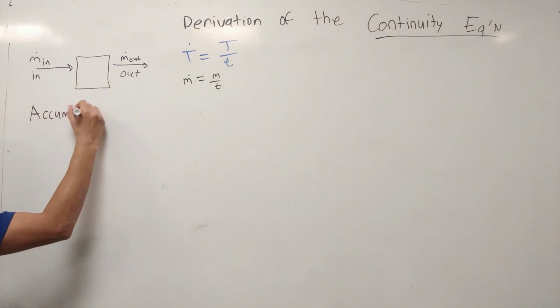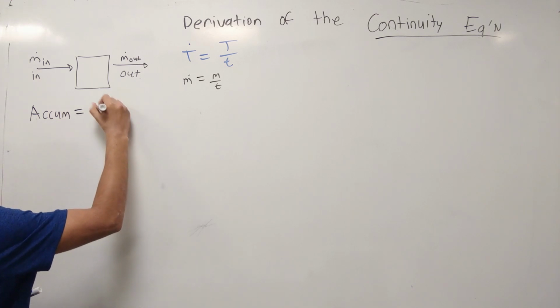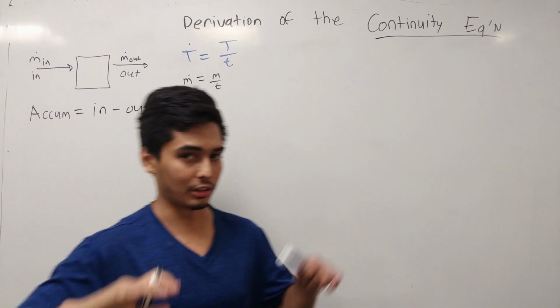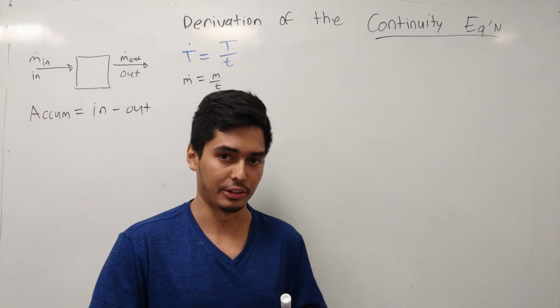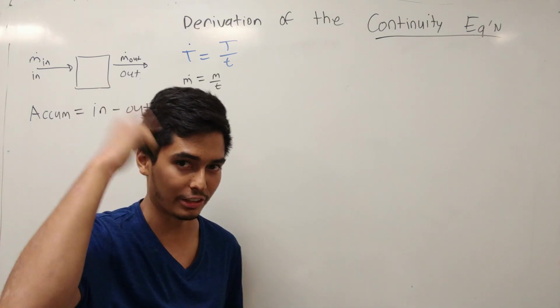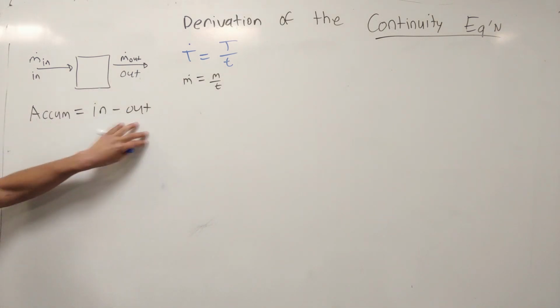So if you're coming from my CPA videos, this is already drilled in your head. And please do check those out, because I got a ton of problems and more coming out. There's a lot of intuitive stuff there that really gets your noggin going. So accumulation equals in minus out.